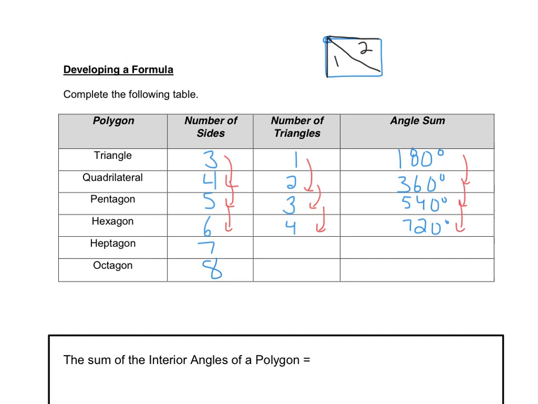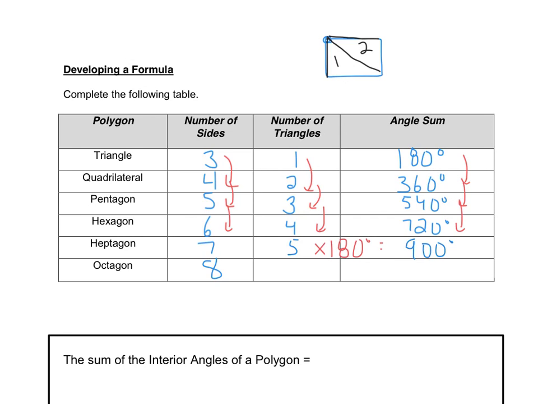So using the pattern, that would mean a heptagon could be broken into 5 triangles. And then we're going to add another 180 degrees to 720, which is 900 degrees. A better way of doing this is just taking your 5 triangles and multiplying that by 180 degrees, because each triangle adds up to 180 degrees. So 5 triangles adds up to 5 times 180, which is 900 degrees.